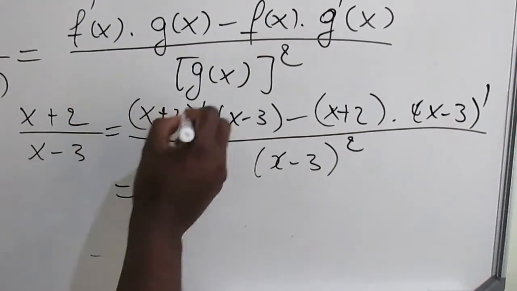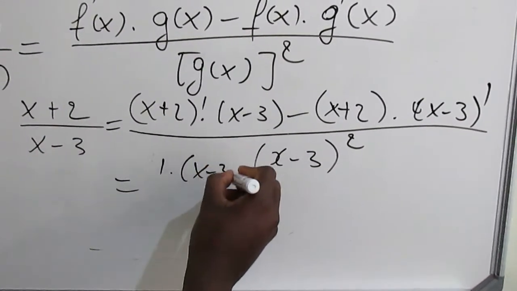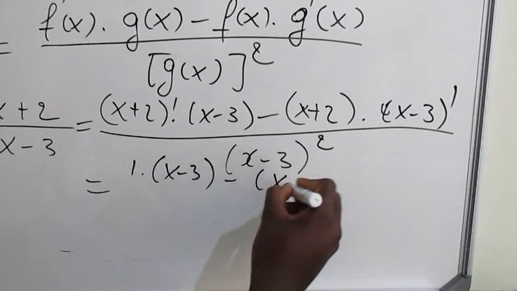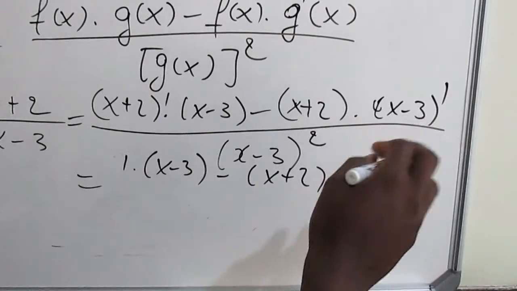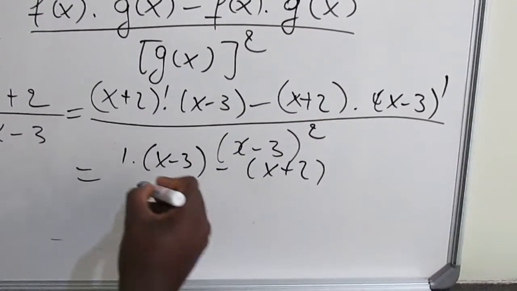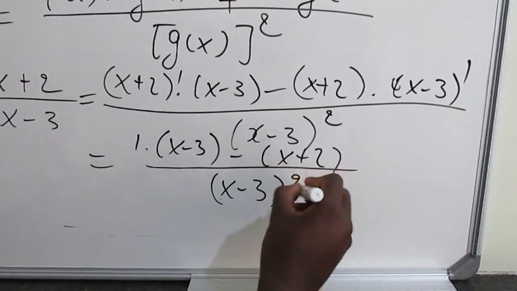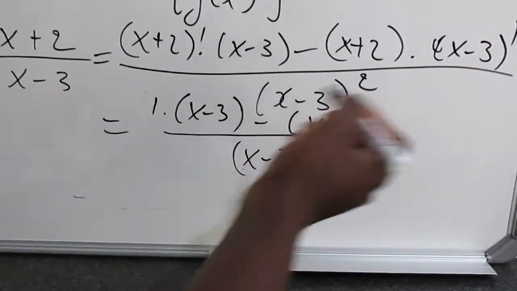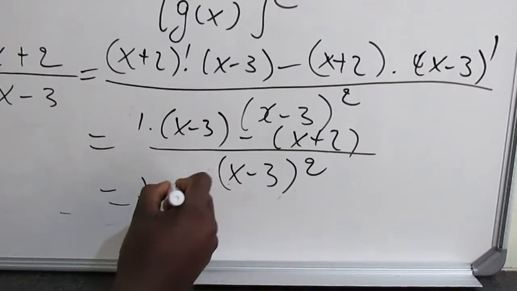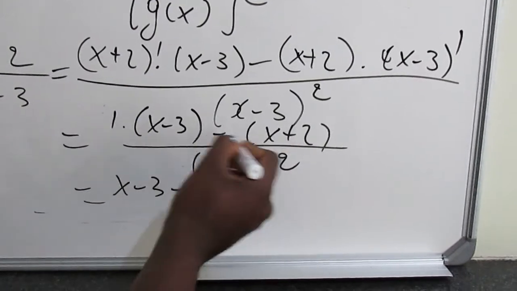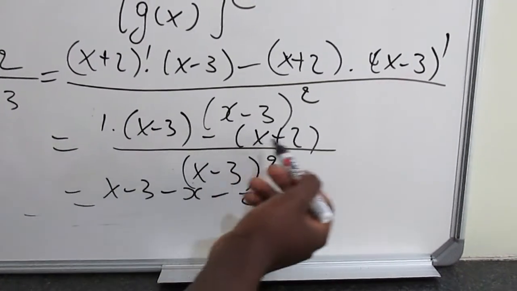So this is going to give you 1 and then x minus 3. And the other side is going to give you x plus 2, that other part is 1 already. Everybody can see it. Over x minus 3 to the power 2. So now you have to develop only this. So x minus 3 minus x, then minus 2. Don't forget, most people forget about this.